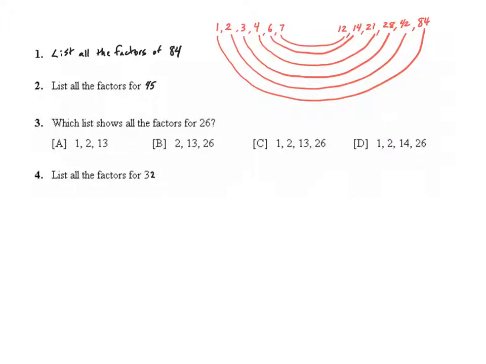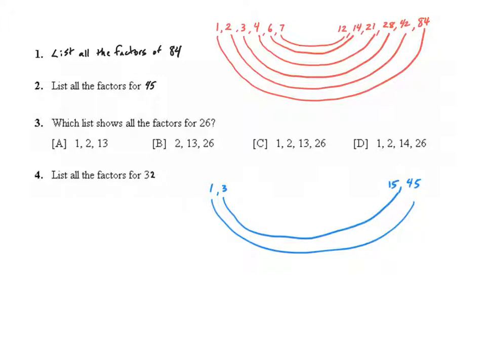Question 2 says list all the factors of 45. I'm going to do this down here at the bottom. Start out with 1 and 45. Connect those. 2 does not go into 45 because 45 is not even. The rule for 3 is add the digits. 4 plus 5 is 9, and 3 goes into 9. So 3 does go into 45. And that's one that you probably already know. 3 times 15 is 45.